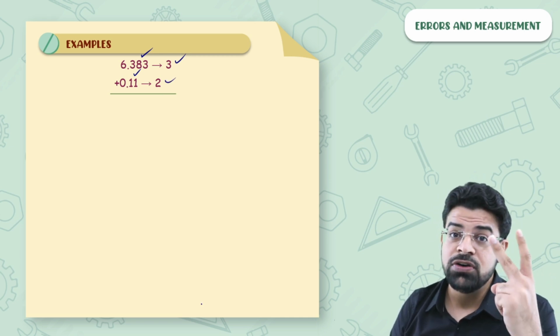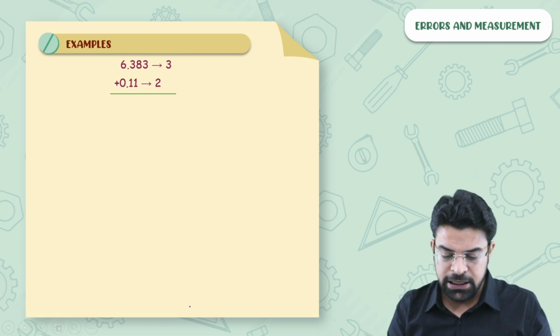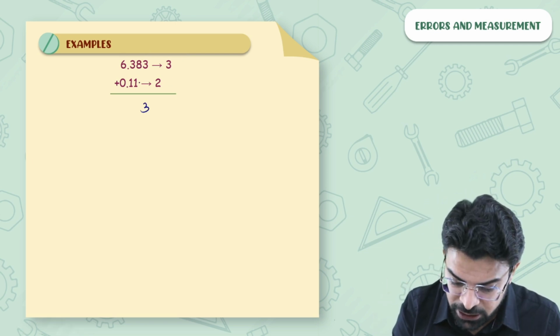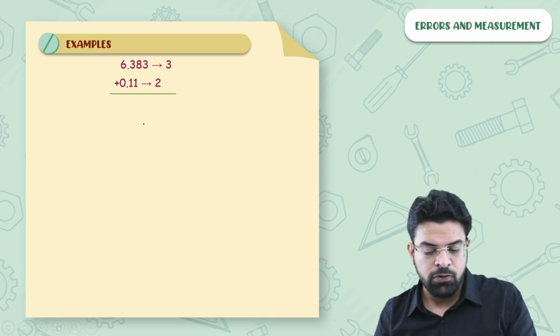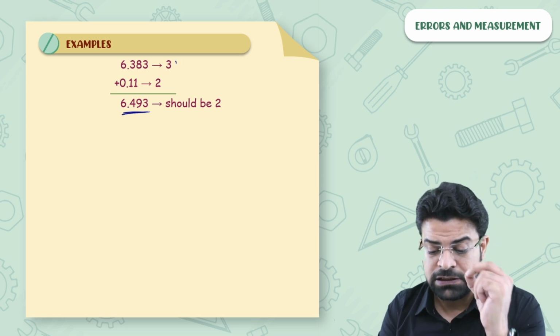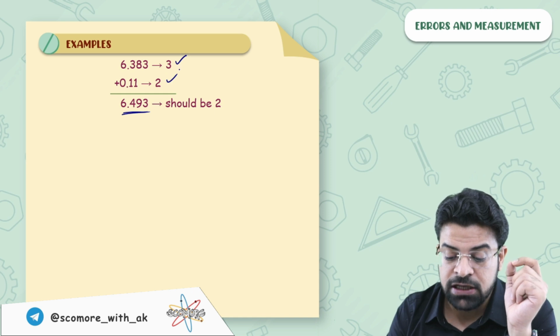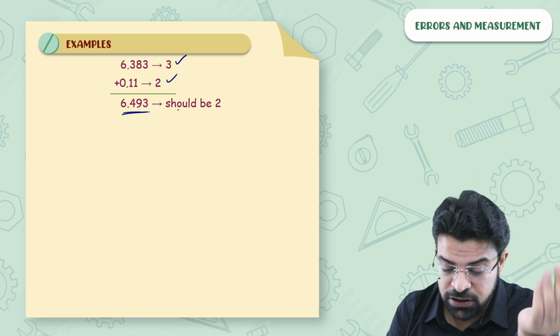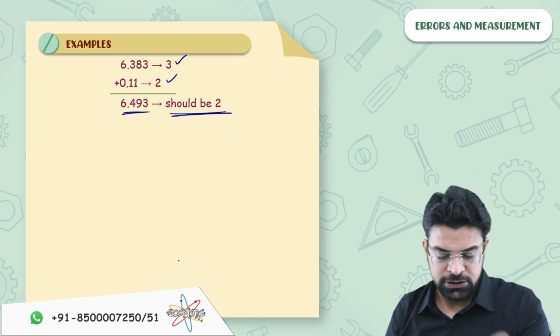So the answer should have the least number, that is 2. First do your basic maths. Simply add them up. When you add them up, you get 6.493. As the first number has 3 significant figures after the decimal and the second one has 2 significant figures after the decimal, the answer should also have 2 significant figures after the decimal.